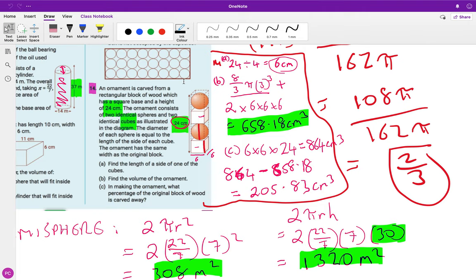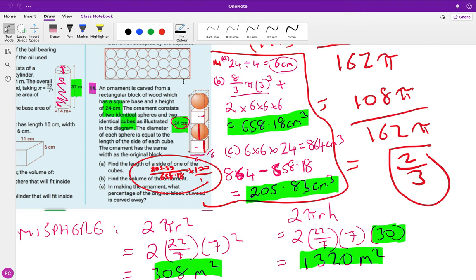And the way to finish that is you put 205.83 over, and I can't really squeeze it in, can I? Hold on. So 205.83 all over 658.18, multiply that by 100 over 1, and that will give you your final percentage answer. They ask for the percentage of the original block of wood. I'd say it works out around about 25%, something like that.